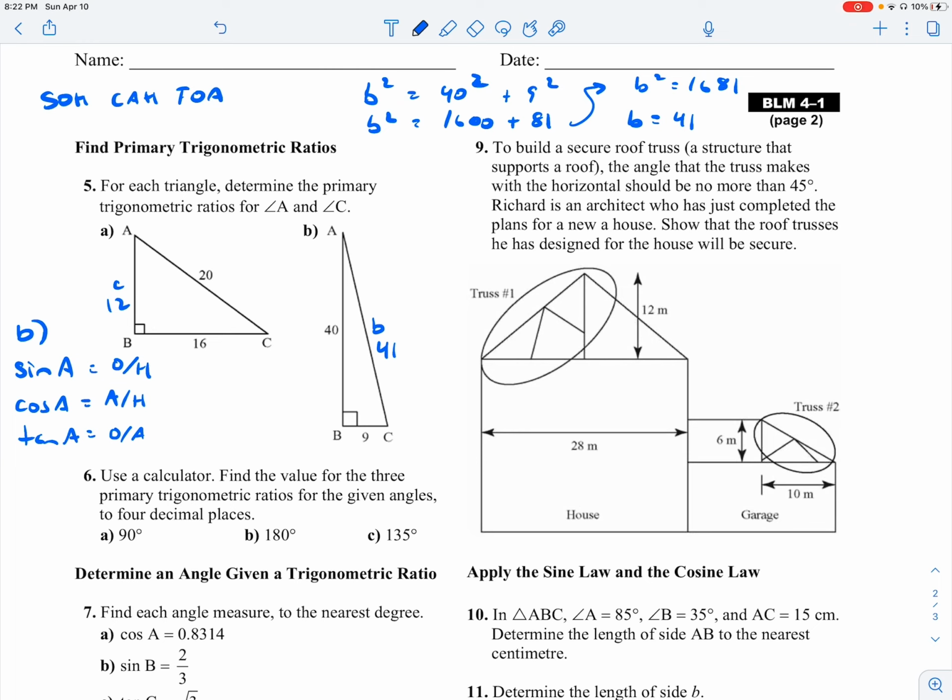So now that we're given all those side lengths, let's write up the trig ratios. Sine is O over H. So sine of A is opposite, which is 9, over H, which is 41. And cos is going to be adjacent, which is the 40 over the 41. And tan, 9 over 40.